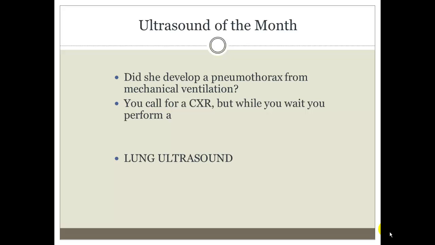Did she perhaps develop a pneumothorax from mechanical ventilation? You call for a chest x-ray, but while you wait, you perform a lung ultrasound.